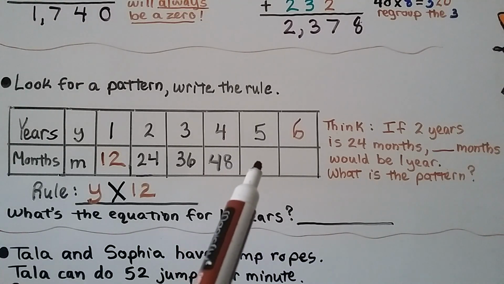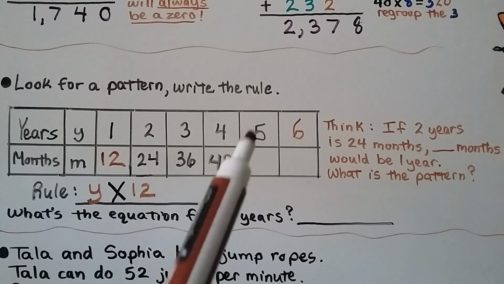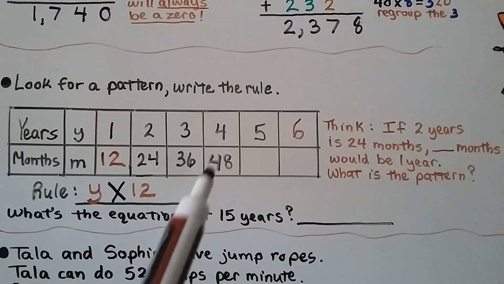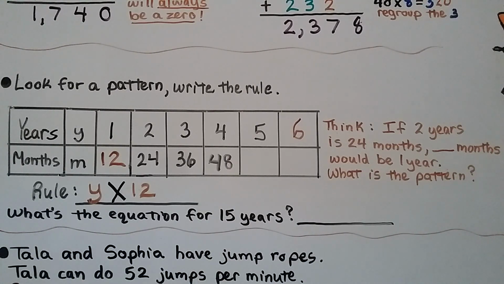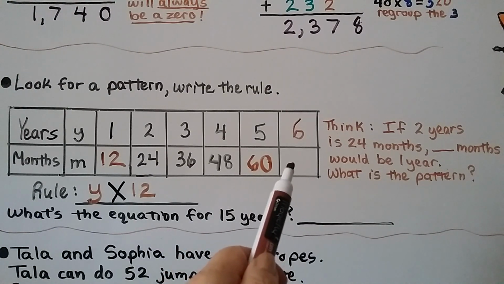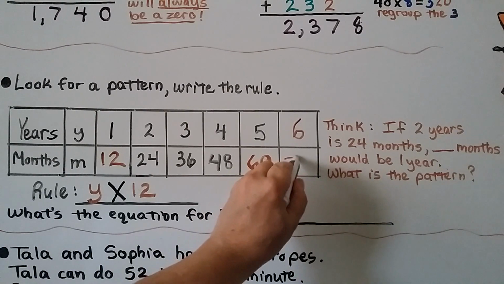So what would be in this space and what would be in this space? Well, we could do 5 times 12. We could also add 12 more to the 48. Do you know 12 times 5 or 48 plus 12? If you said 60, you're right. And what would be 12 more than 60? 6 times 12. If you said 72, you're right.